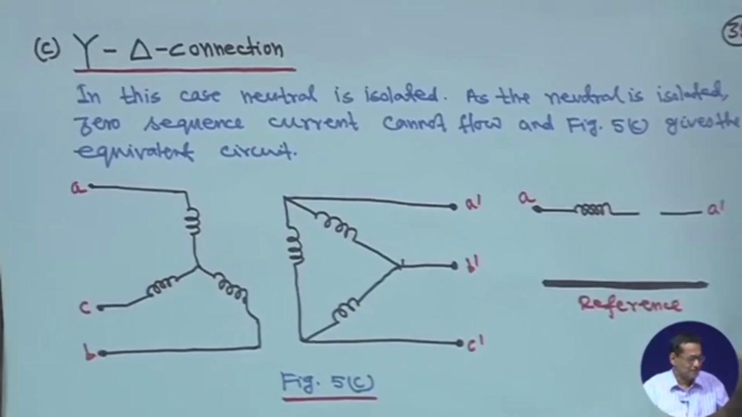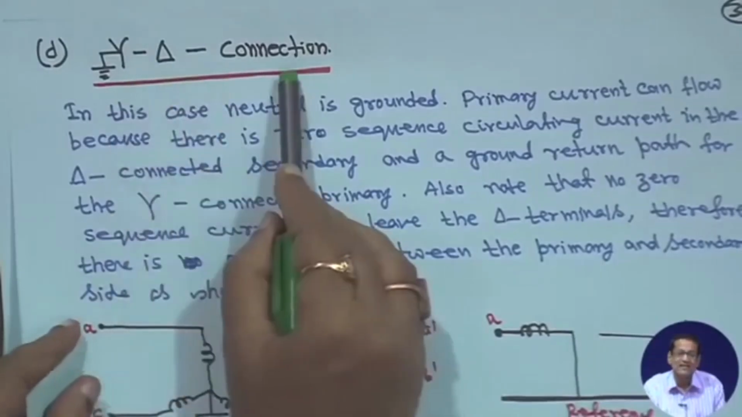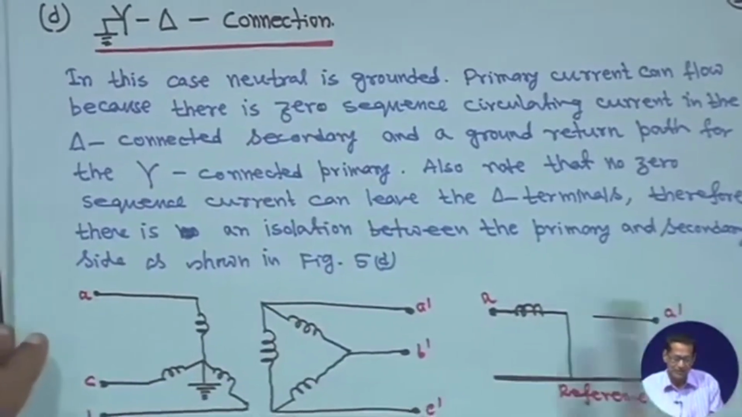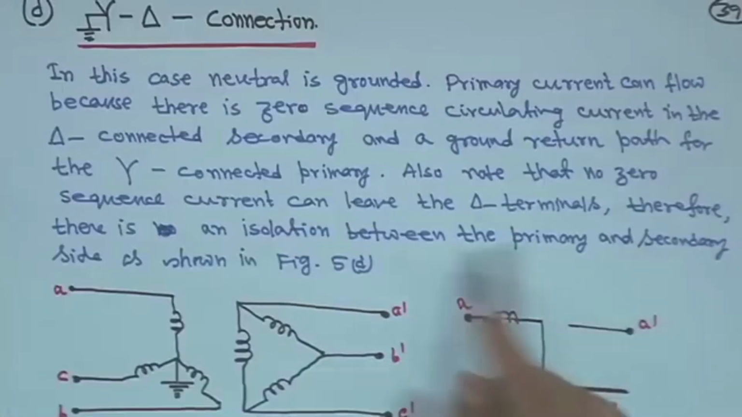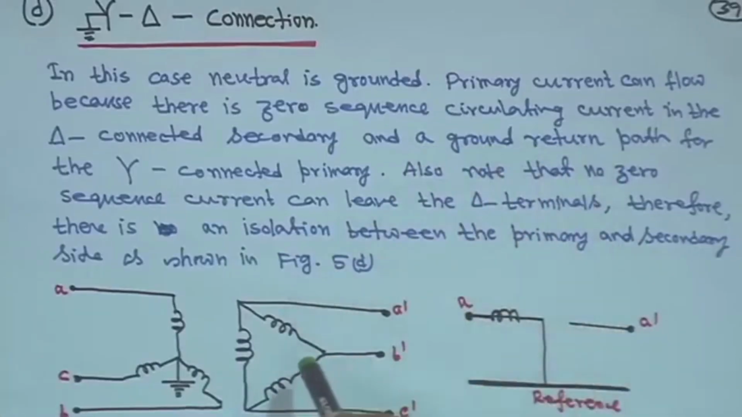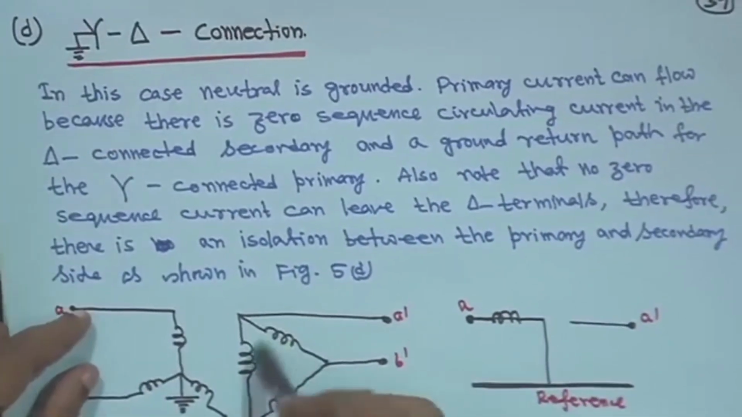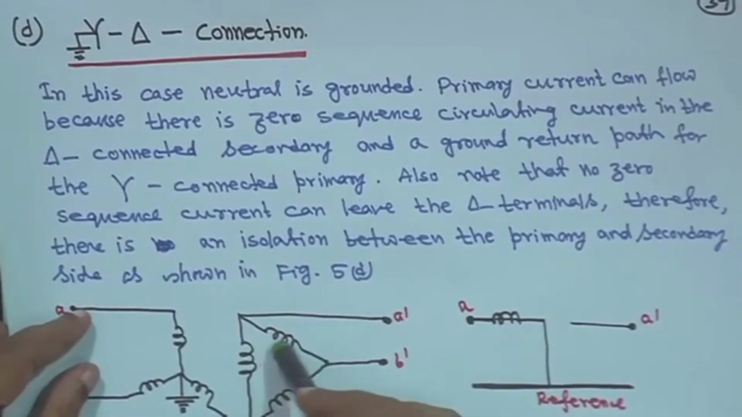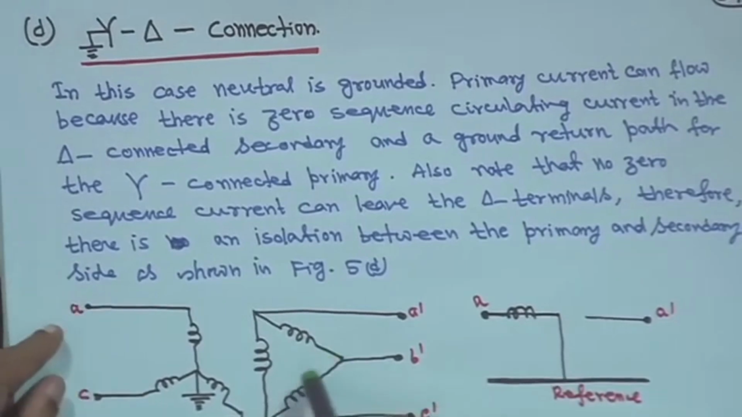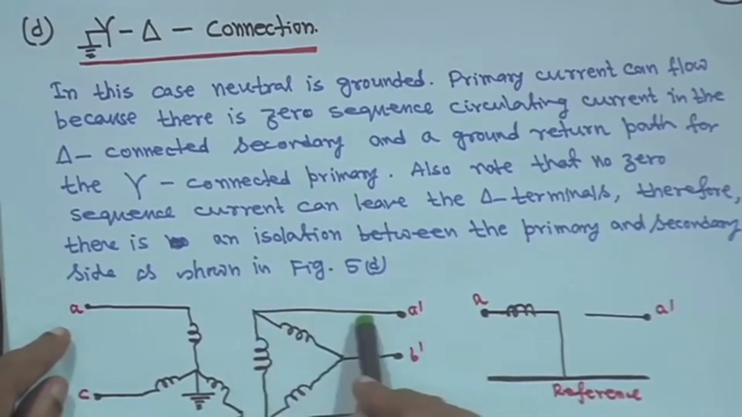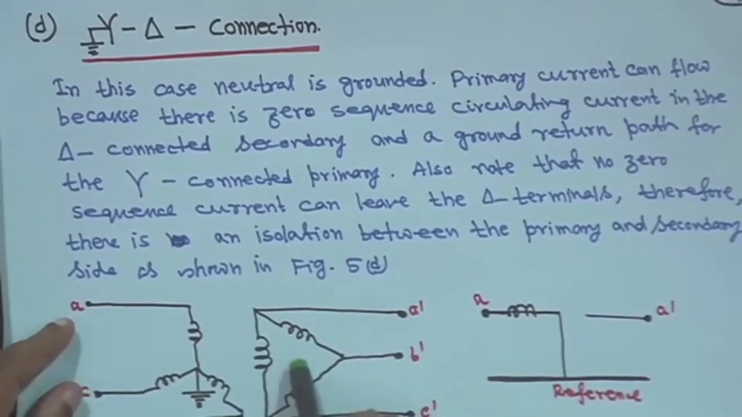Now, the next one is star grounded but delta connection. In this case what will happen is that the neutral is grounded, which means primary current can flow because there is a zero sequence circulating current in the delta connected secondary. That means, in this case a zero sequence circulating current can flow in the delta, but it cannot leave the terminal. So, it will be circulating the zero sequence current.